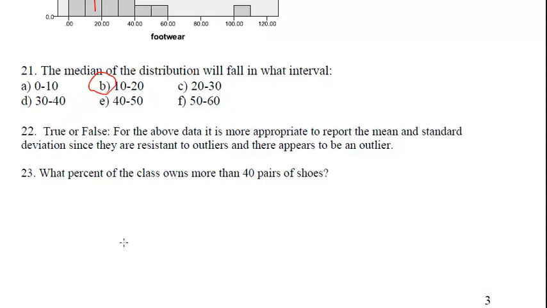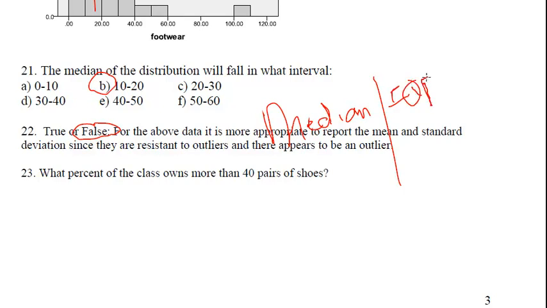All right, true or false: for the above data, it is more appropriate to report the mean and standard deviation because they are resistant. Earlier in a problem, we said that they were sensitive, not resistant, so that would be false. The median and the IQR would be more appropriate. So the median slash the IQR would be what you would want to report there. If it said median and IQR, then that statement would be true.